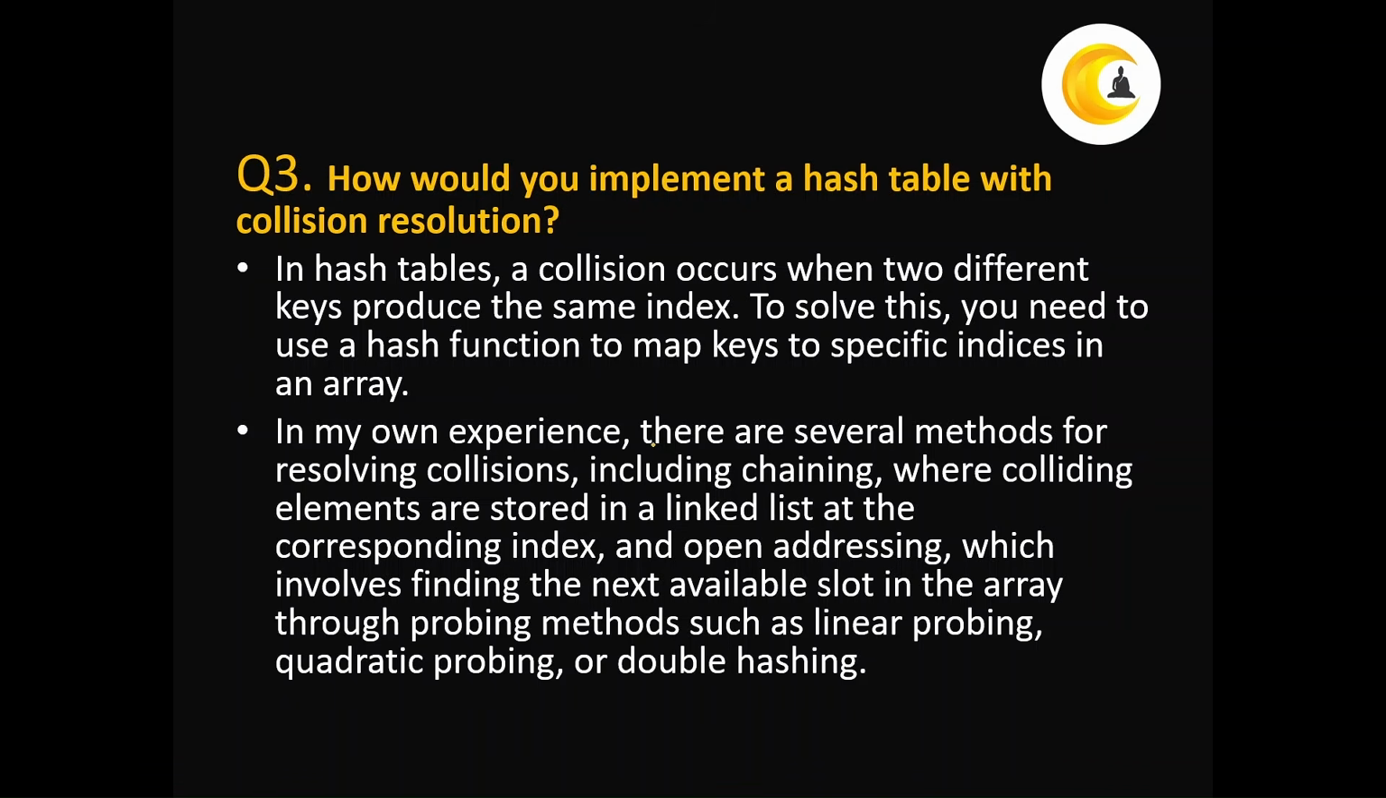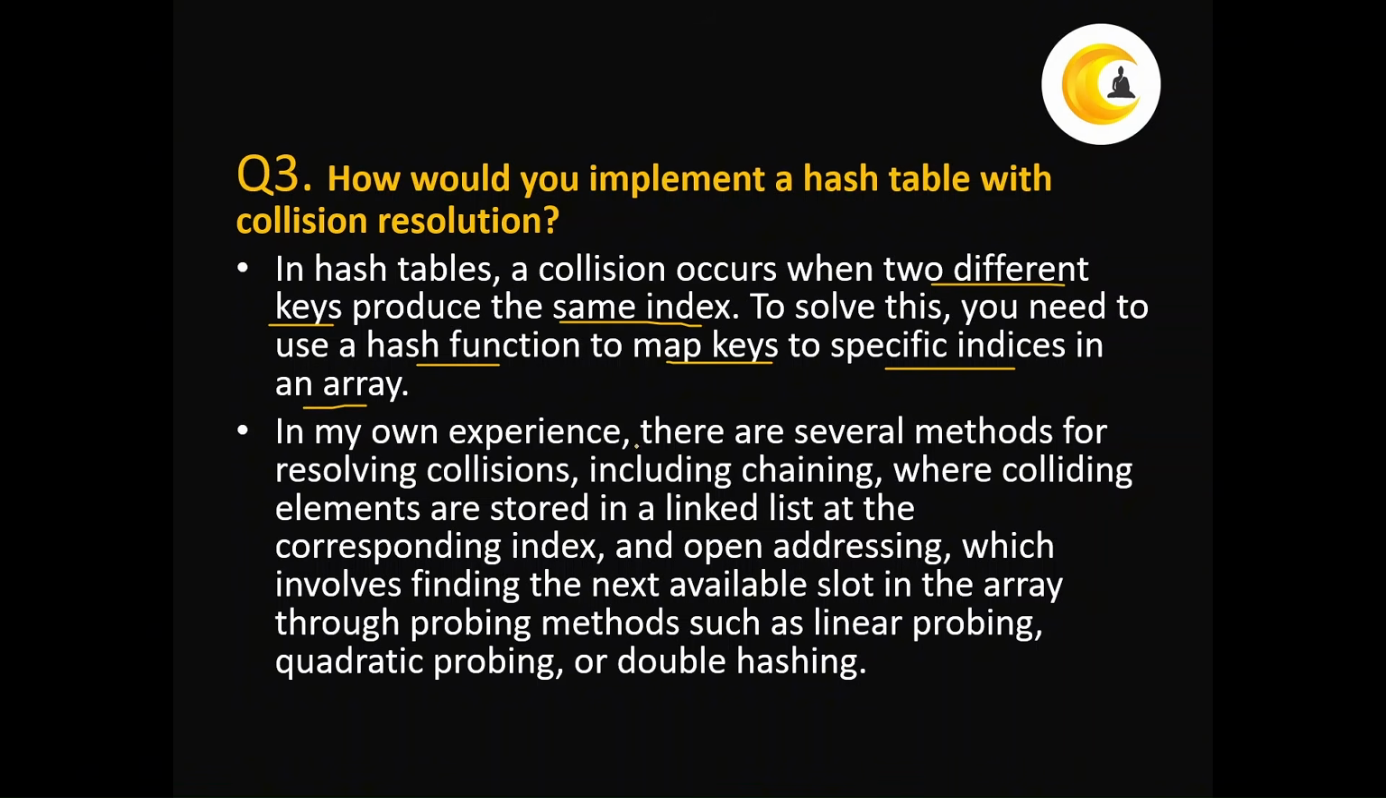So, what is basically a hash table and how do you implement it using collision resolution? In a hash table, a collision occurs when two different keys produce the same index. Okay, so two different keys, but they produce the same index. To solve this, you use a hash function to map the keys to specific indices of an array.